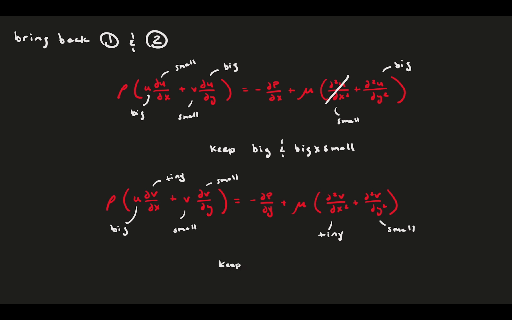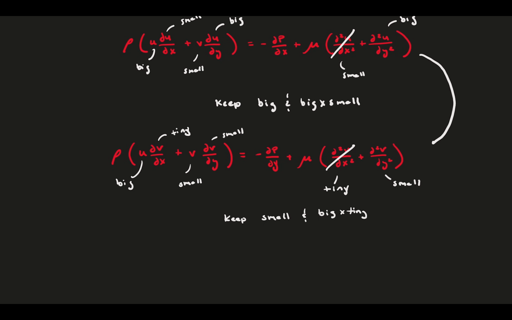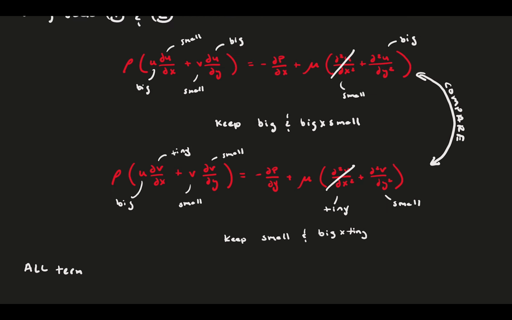We can remove the smallest term, which is just tiny. Notice this is the same term we removed above. Now, if we compare equation 1 to equation 2, term by term, we notice that all terms in equation 1 are much bigger than their partner term in equation 2. And we don't know anything about the pressure terms.